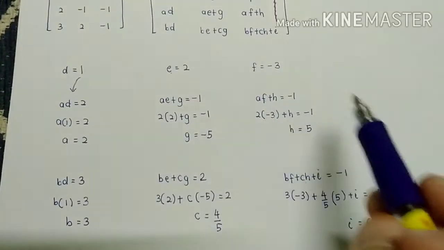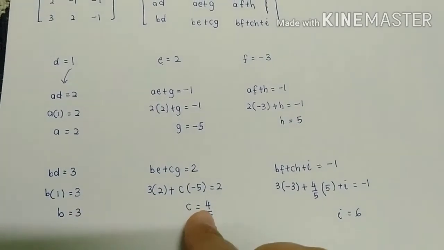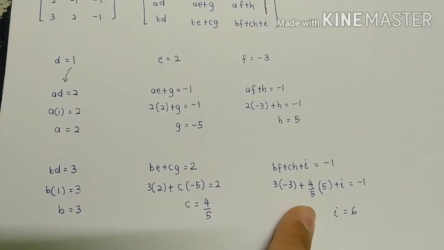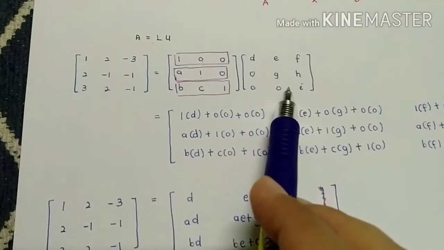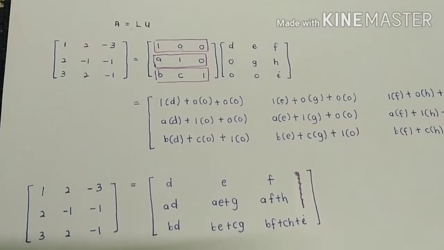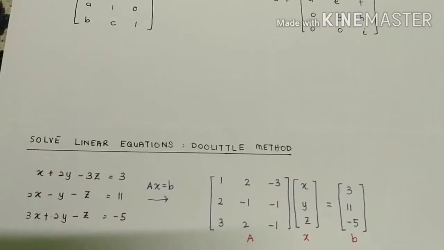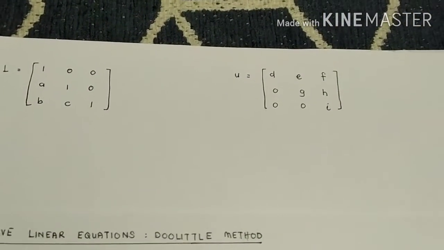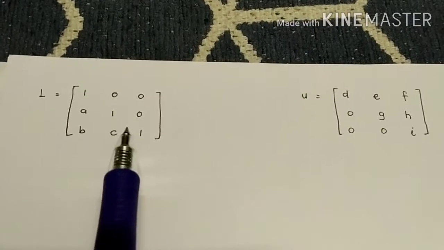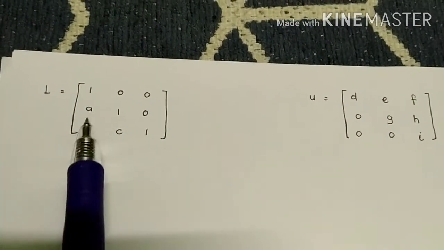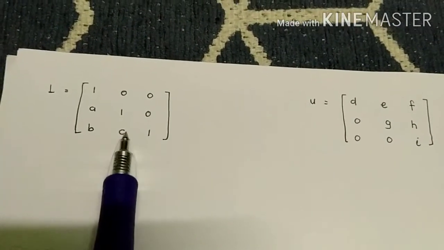After we get all these 9 values from A, B, C until I, we can substitute back into matrix L and matrix U. Here I already wrote the equation. This is the general formula of matrix L: 1 0 0, A 1 0, B C 1. So we can substitute back the values of A, B and C here.